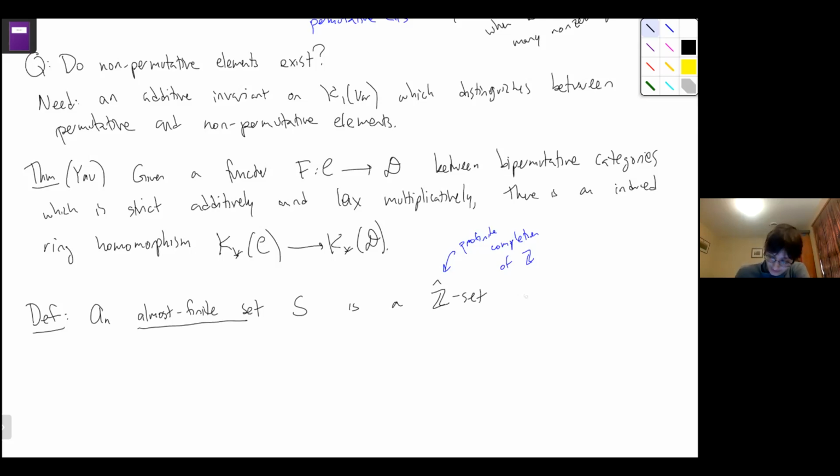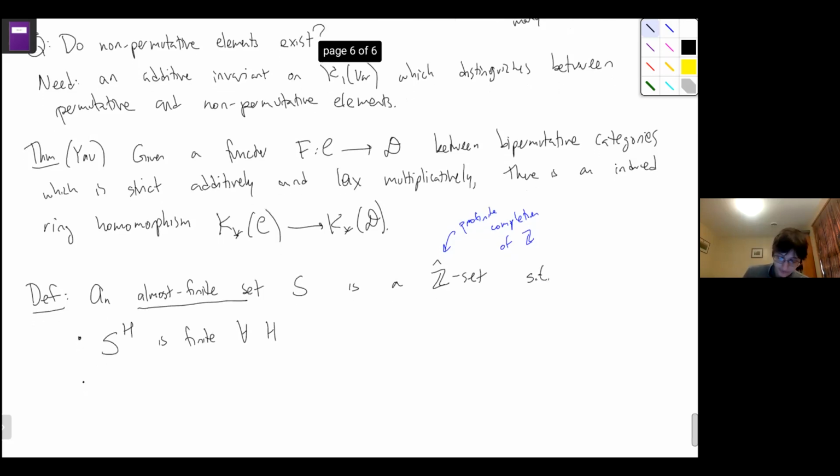So it's a Z-hat set such that S to the H is finite for all H. So these are nice subgroups of Z-hat. And so what this says is there are finitely many points at every level, and every point has a finite Z-hat orbit.